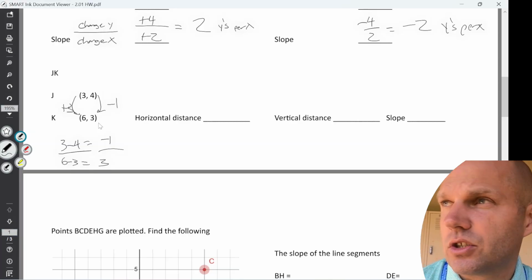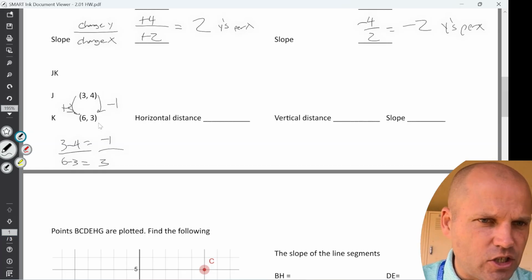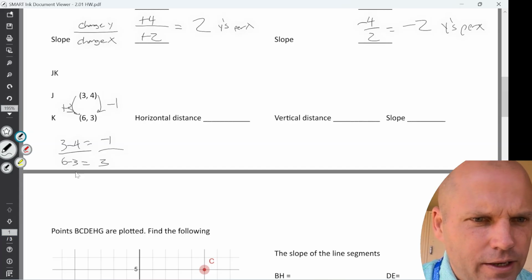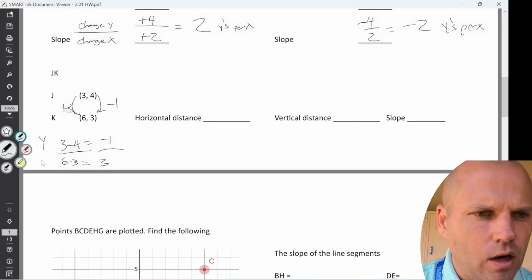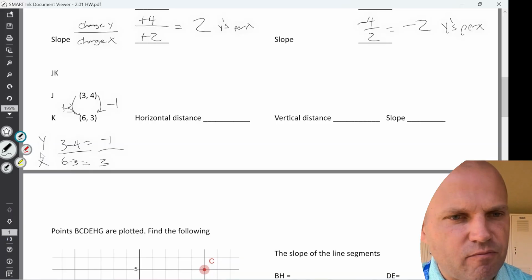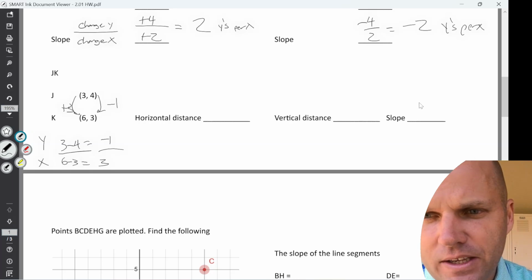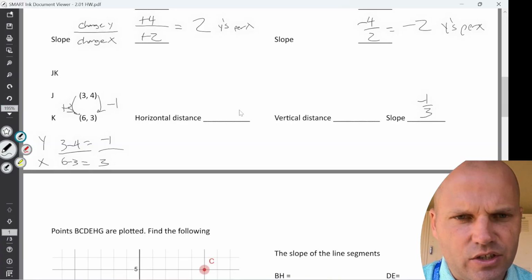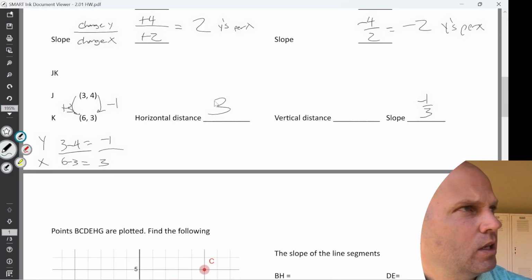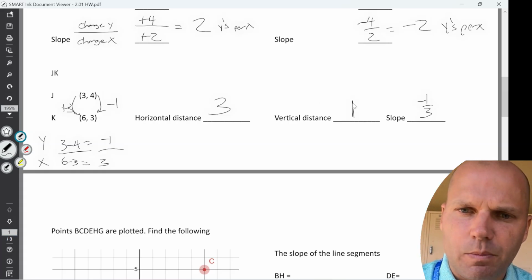In my experience, students don't use the slope formula very well. Subtracting negatives causes mistakes to occur. Now, that's me calculating the slope, where we have our y change of -1, my x change of +3, and I will say that my slope is -1/3. I will say my horizontal distance, and this is without plotting, is +3, and my vertical distance, without plotting, is +1.